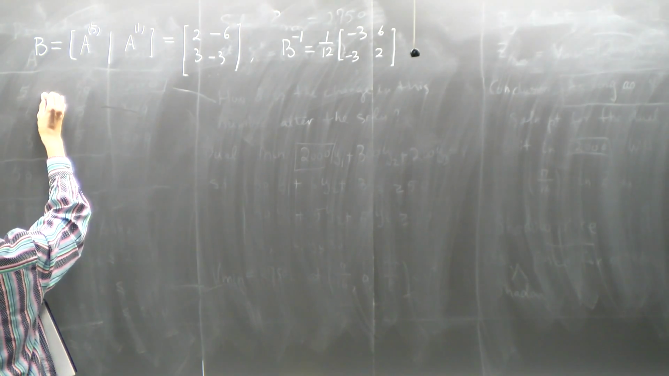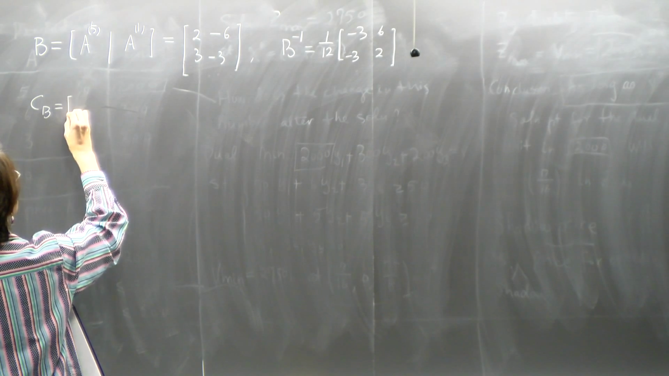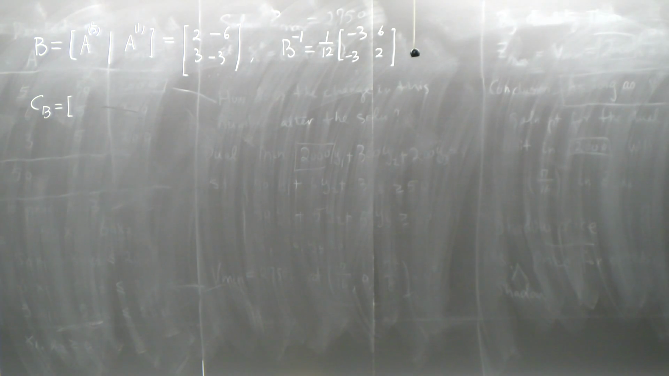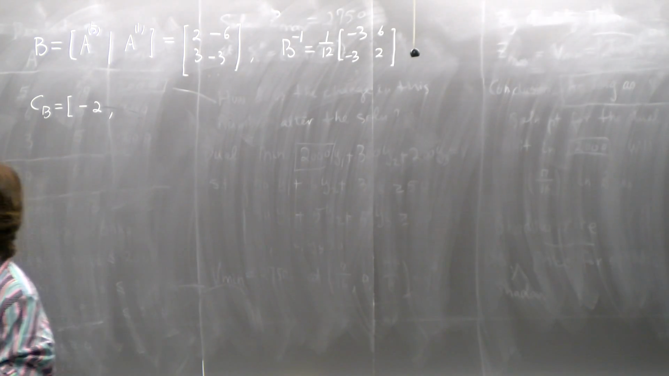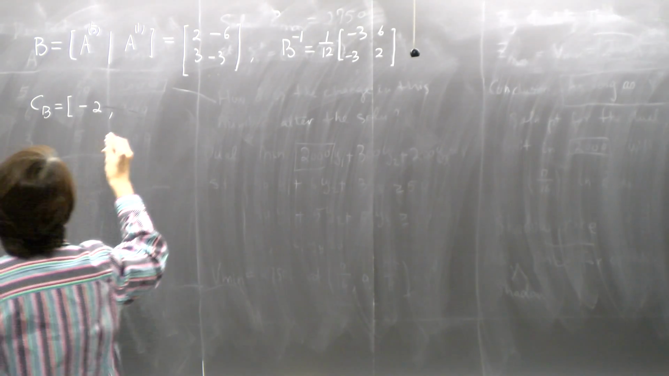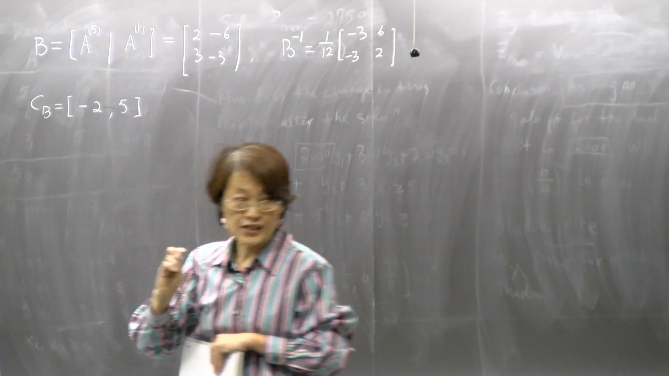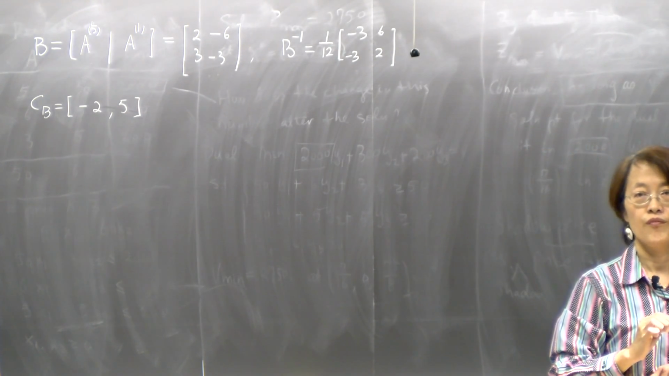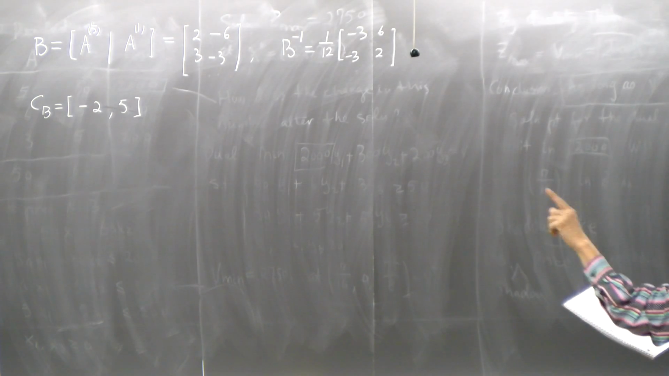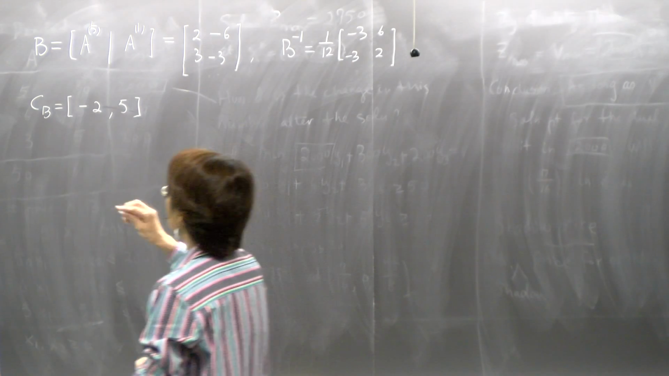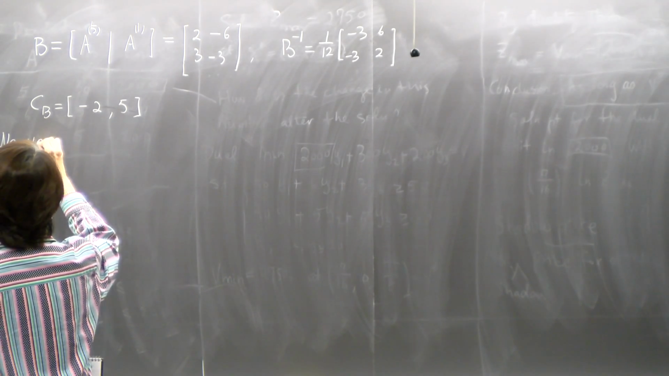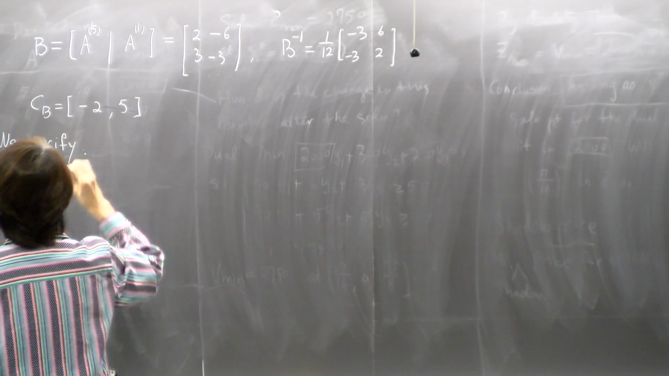Okay, and then I also need to find this vector C_B, which is taking the same position, but in the C coefficient. So I will first take C5, which is -2. And then I take C1, which is 5. Is that clear where you get them? Right? So we have to follow the order of the basic variables. Right? Okay, now let's verify. It's just a computation, isn't it?